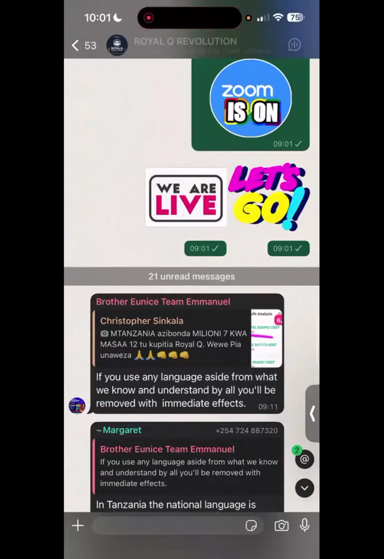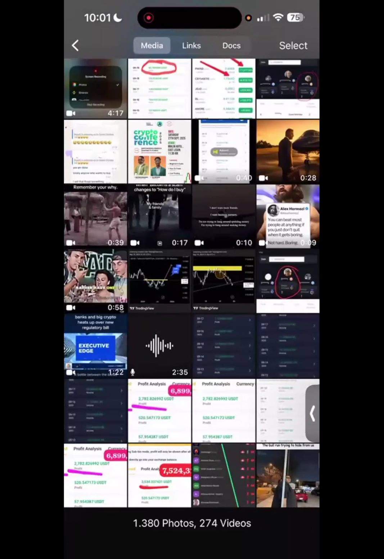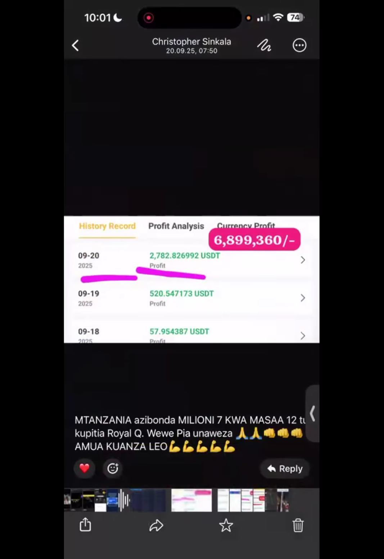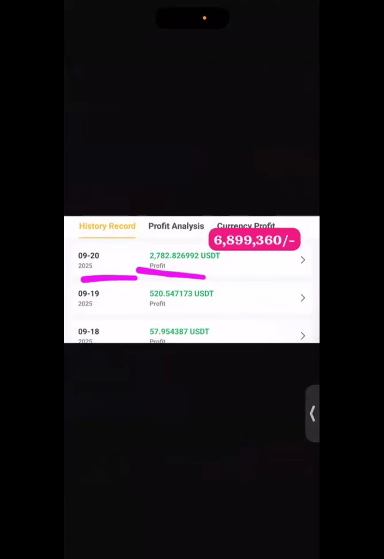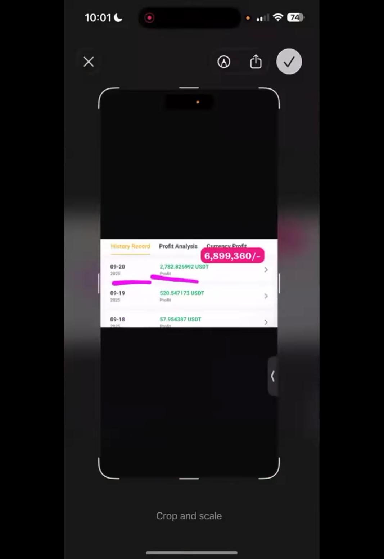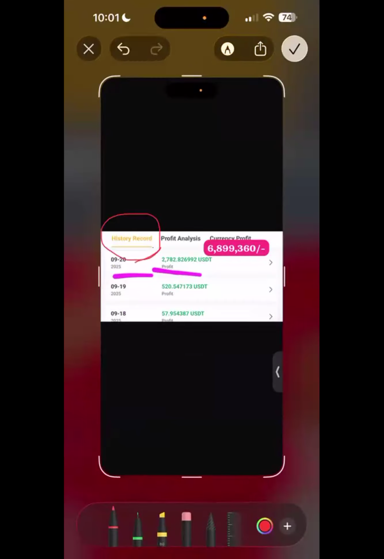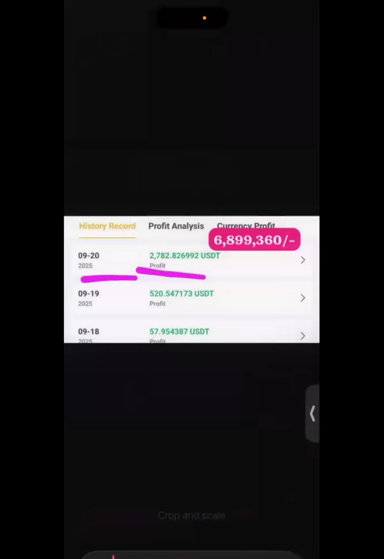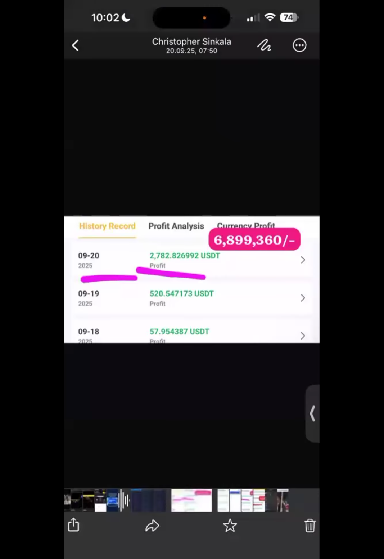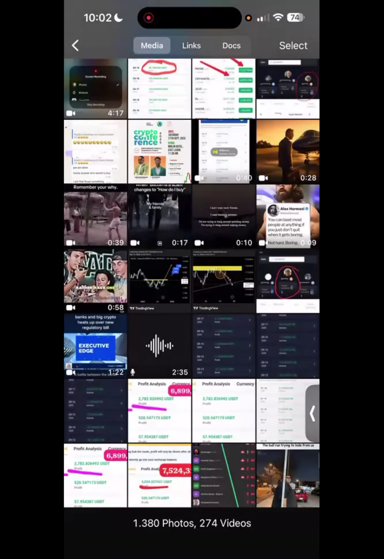So let's look at some photos. I'm just looking at profits. Okay. So how do I know this is from profits from trading and not from team building? Because one, I see history record. Two, I see profit analysis. Three, I see currency profit. When I go to my profit details, I would see those topics respectively.